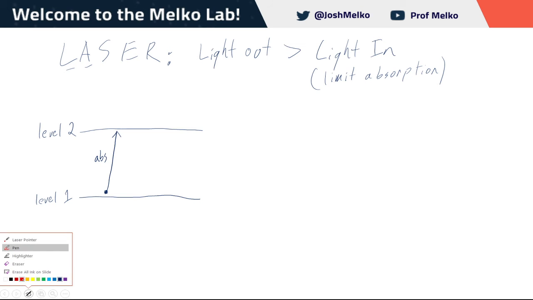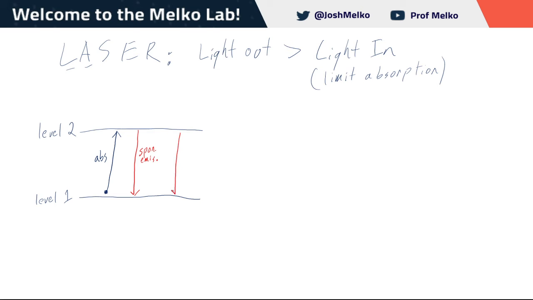And we'll think about the two types of emission we've talked about here. One of which was spontaneous emission, like fluorescence. And the other was, of course, stimulated emission, the one we need here for lasers.